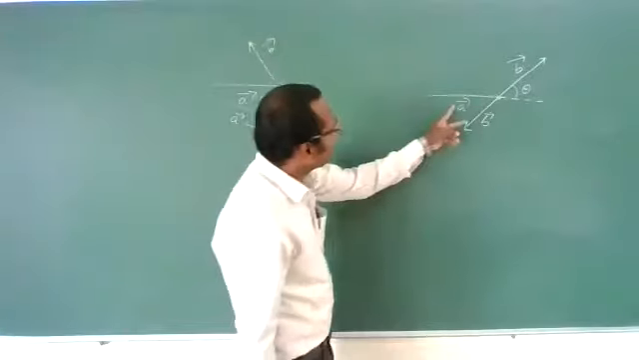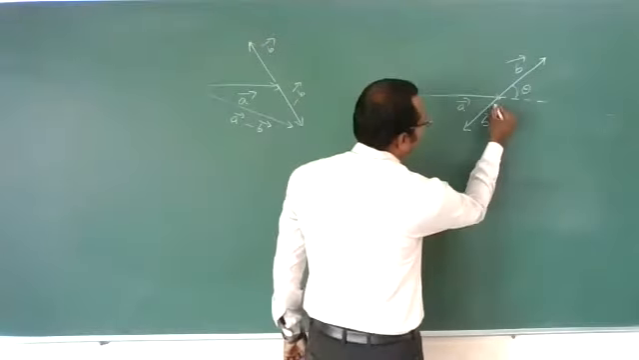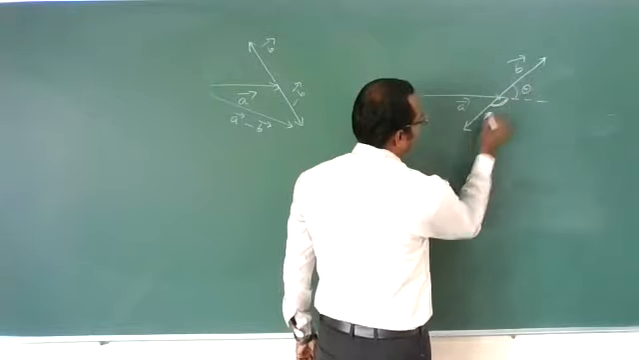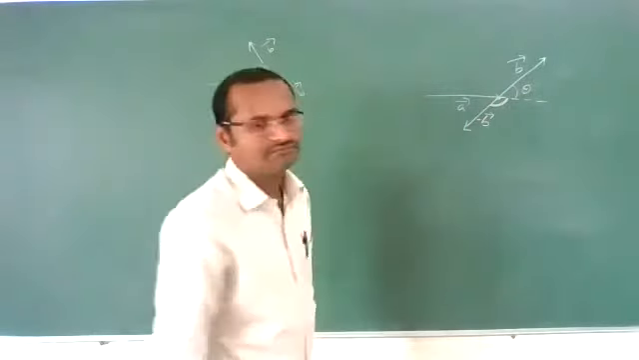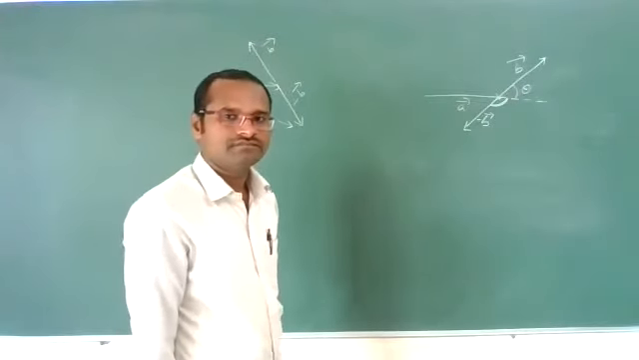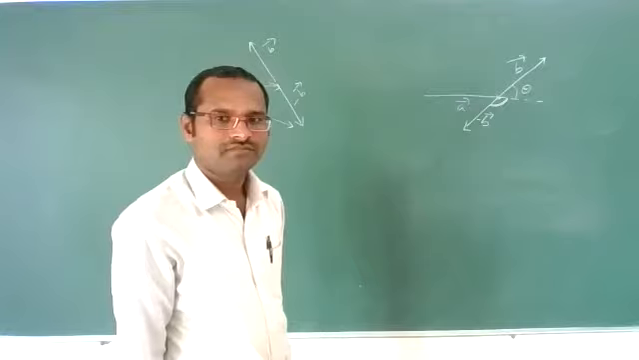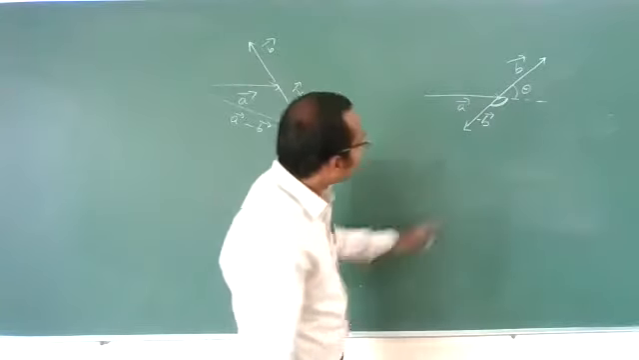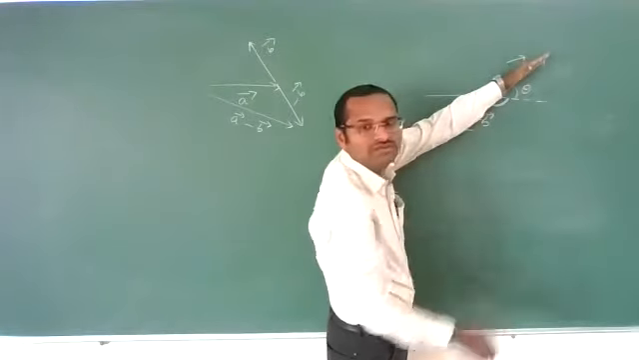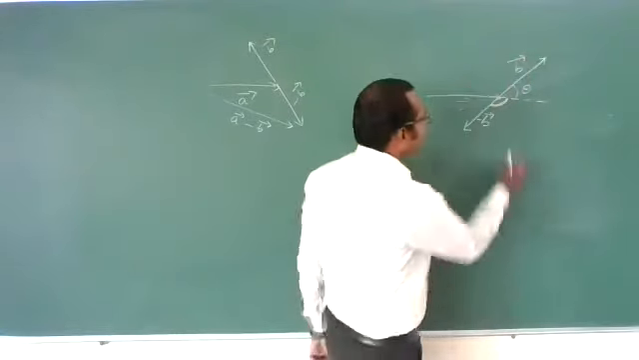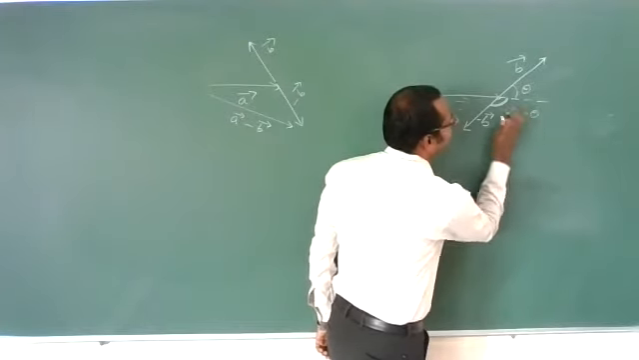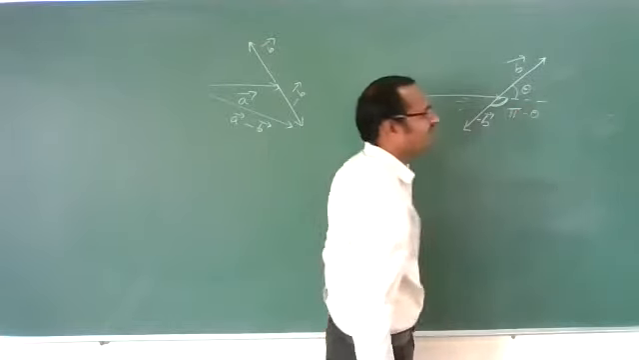Now, the angle between A bar and the minus B bar is this angle. What will be this angle? This total angle is 180, no? Then what will this angle be? 180 minus theta.